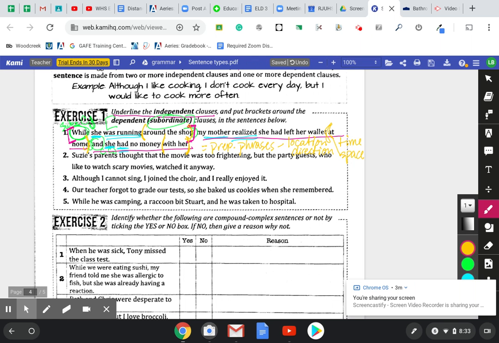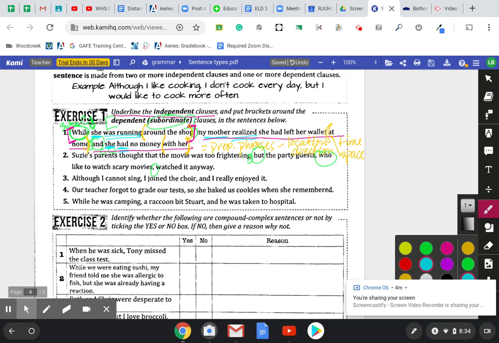Susie's parents thought that the movie was too frightening, but party guests who like to watch scary movies watched it anyway. So the first thing that I notice is a comma, a but, that's a conjunction, another comma, and then a who, right? That's kind of like a relative pronoun. So that's where I'll put my in between.